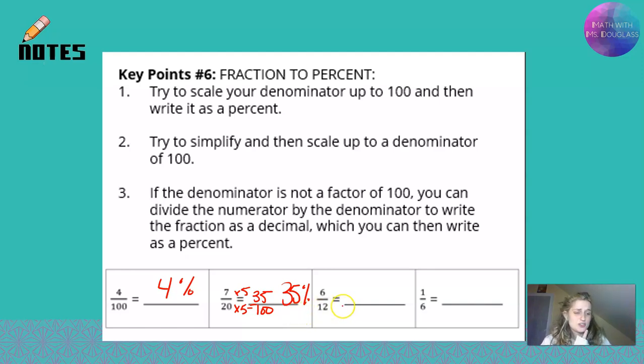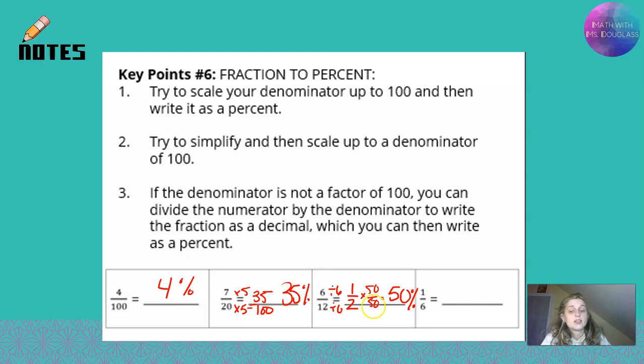Option 3, they're not as easy. I don't know 12 times tables that will get me exactly to 100. But I do know that I can simplify 6/12. Divide them both by 6. This is equivalent to 1/2. I can get 1/2 times 50 50ths. That's 50 out of 100, or 50%. So sometimes you have to simplify before you can scale up. And sometimes it's just straight up not going to work to simplify or scale up to 100.